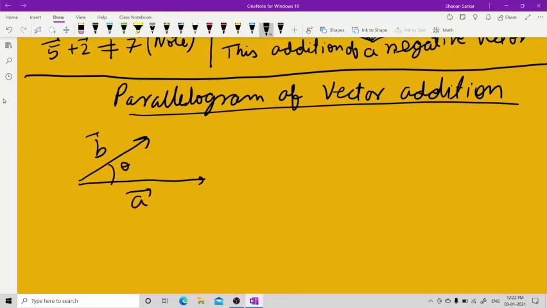Shift this vector parallelly and make it look like this. Now, this is the parallelogram. The resultant will go like this. This is vector B. This is the A plus B vector. Now you see, drop a perpendicular here. Extend this line and drop a perpendicular here.